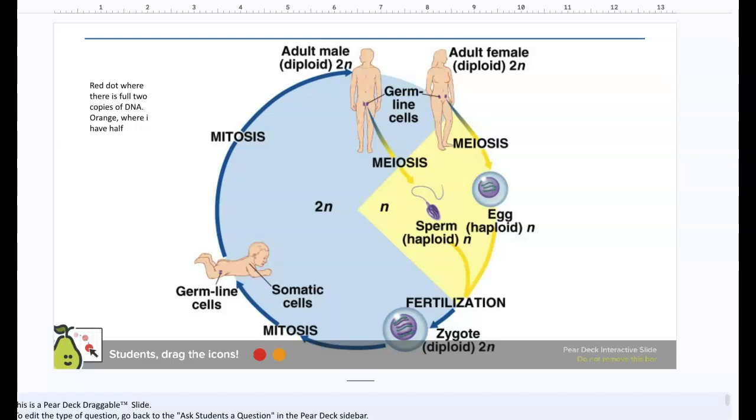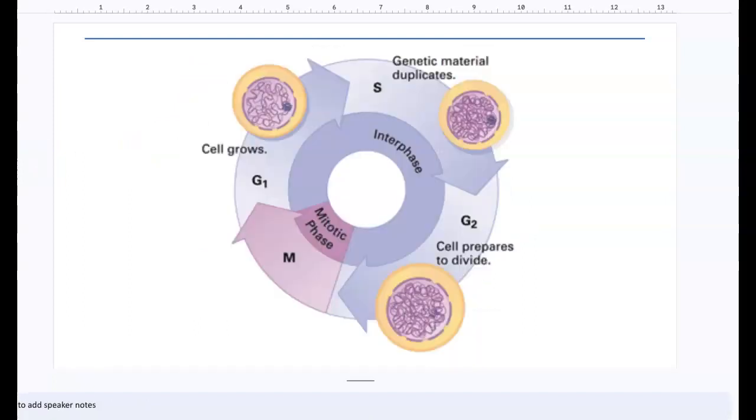Red dot. I might make this so you can do this individually or at the same time as we are doing this, but I'd like you to go ahead and drag the red dot onto the spot where you have 2 full copies of DNA, or a diploid cell, and an orange dot where one would have half. So take a second, pause, look at this, and you should be able to go through that.